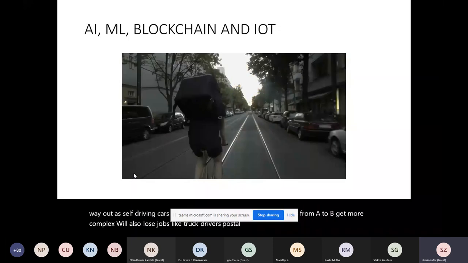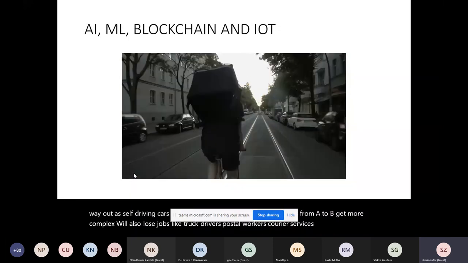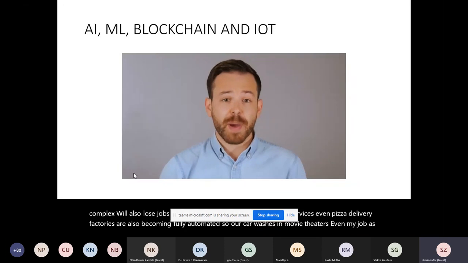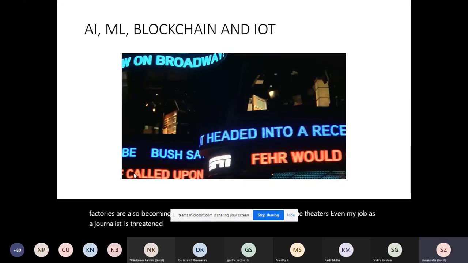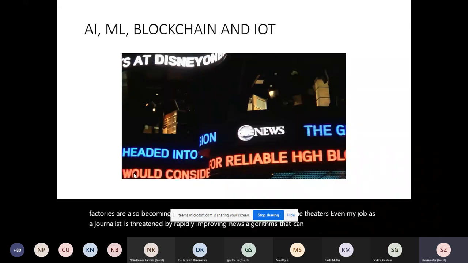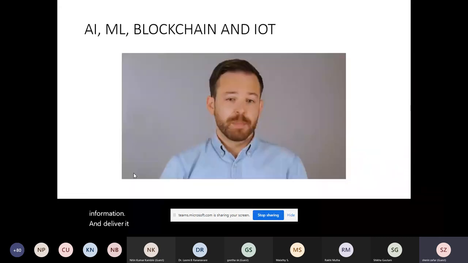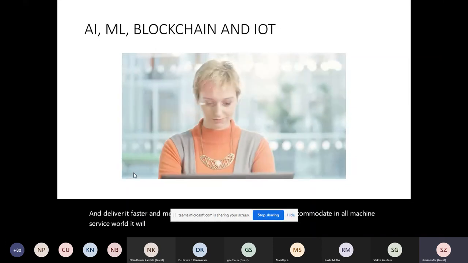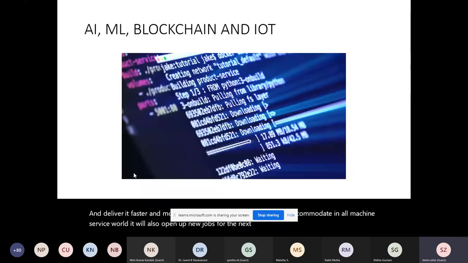Factories are also becoming fully automated. So are car washes and movie theaters. Even my job as a journalist is threatened by rapidly improving news algorithms that can gather information and deliver it faster and more accurately. But as society changes to accommodate an all-machine service world, it'll also open up new jobs for the next generation. Writing software, repairing and maintaining robots, and developing new and better systems.